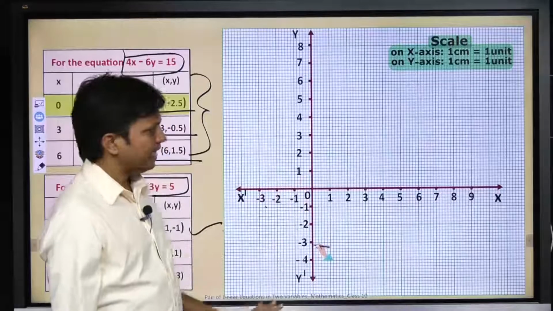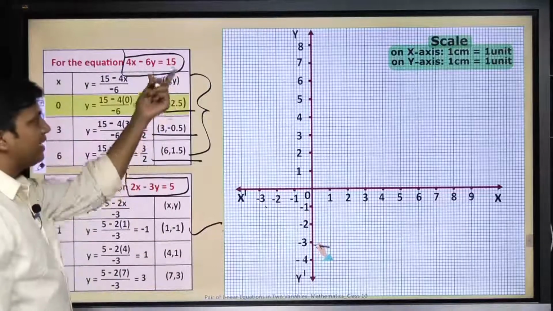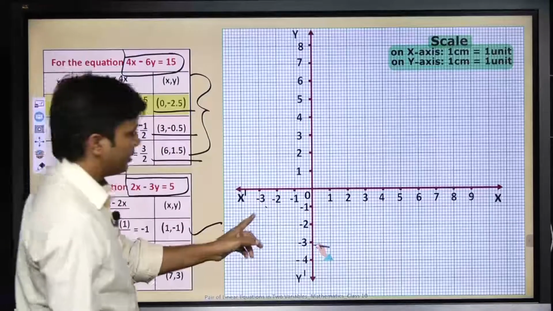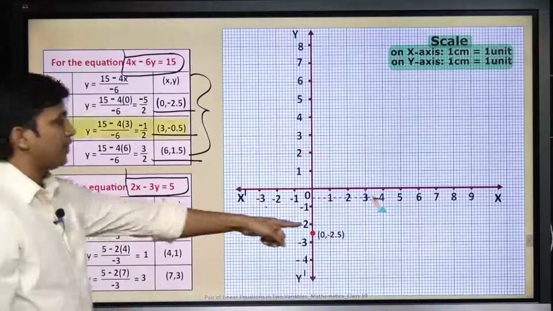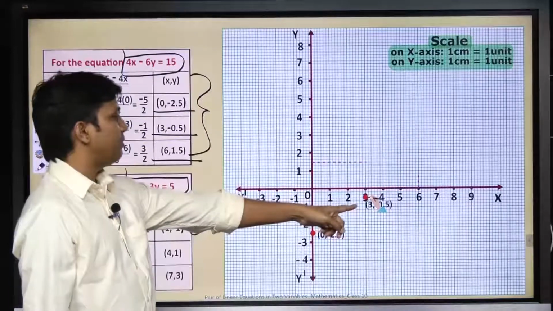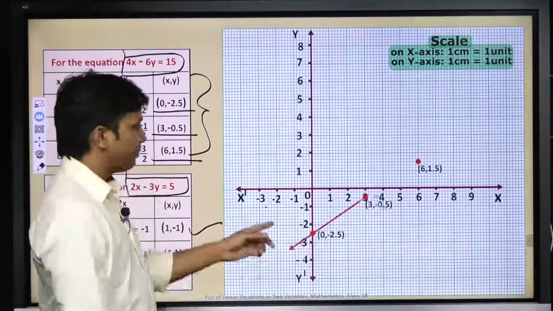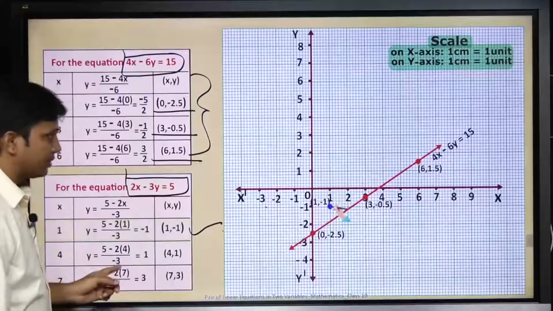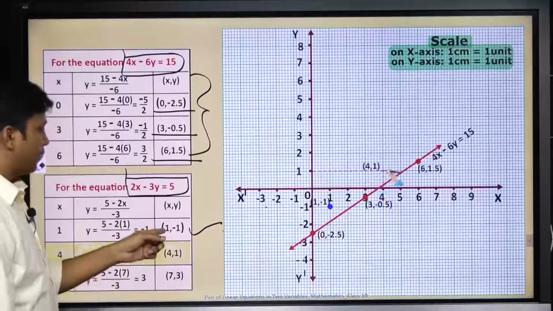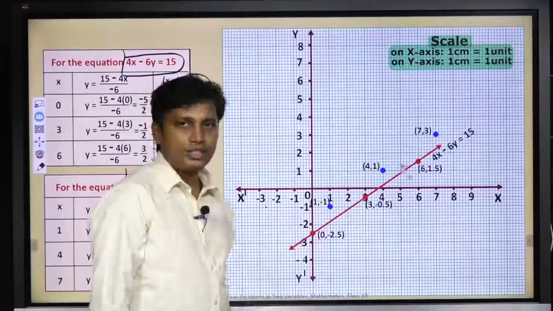On this Cartesian plane, if you represent all the ordered pairs related to the first equation, just see what happens. The first one is (0, -2.5), the second one would be (3, 0.5), and the third one would be (6, 1.5). We represented them, and joining them we got a line. Next, for the second equation, first (1, -1), (4, 1) and (7, 3), join them.